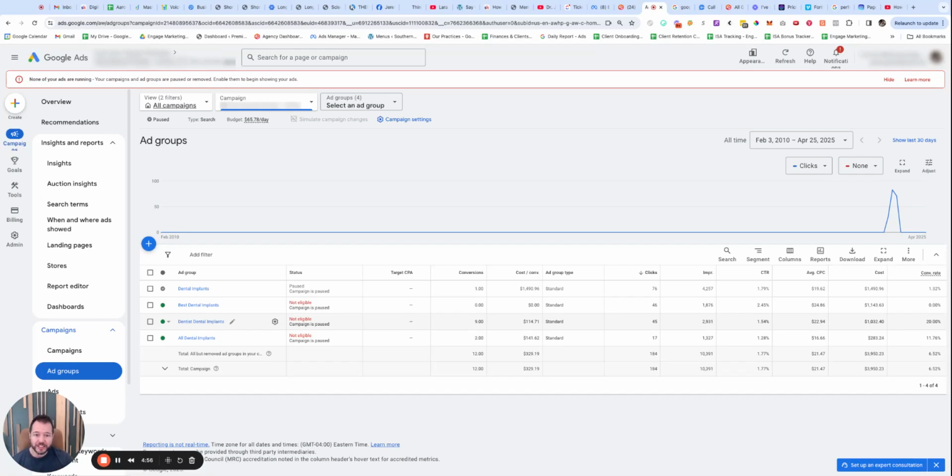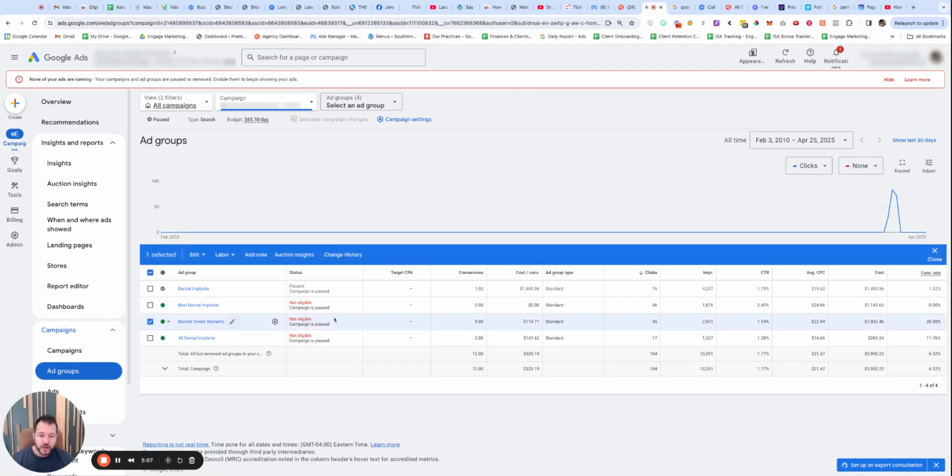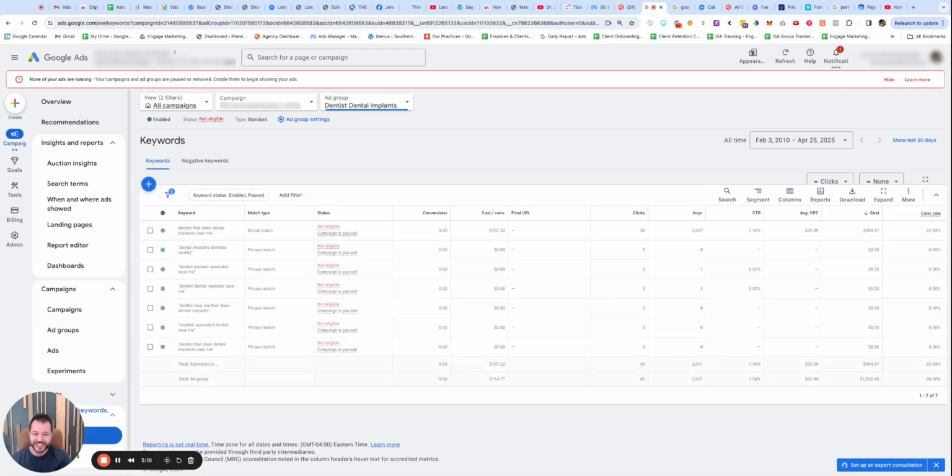So diving into this a bit further, we can say, okay, 1 conversion, $1,500, that's not good, right? Well, let's look at a better one. What we see to be the best performing ad group: 9 conversions, 115 bucks. Looks good from the outside. So let's dive into the actual ad group and look at what keywords we're targeting.